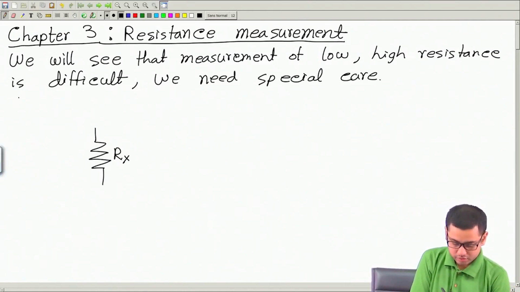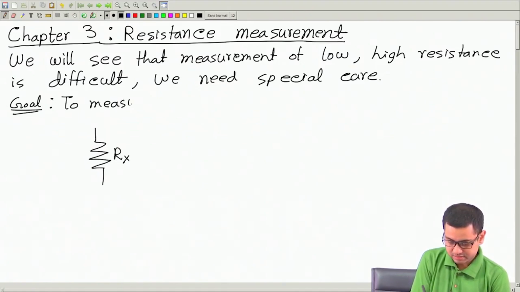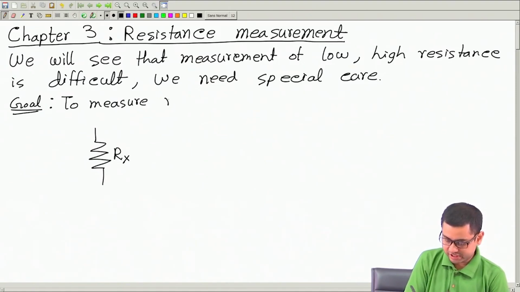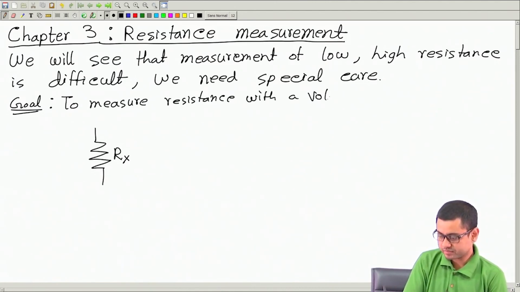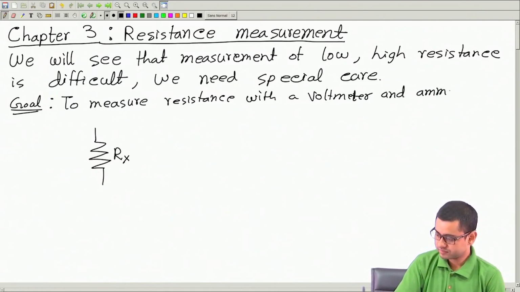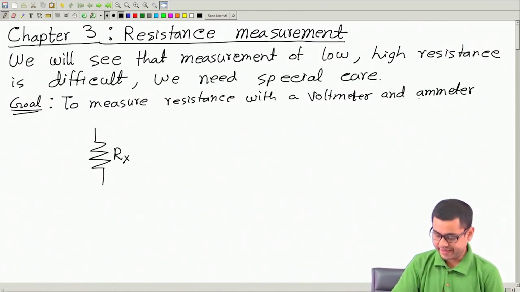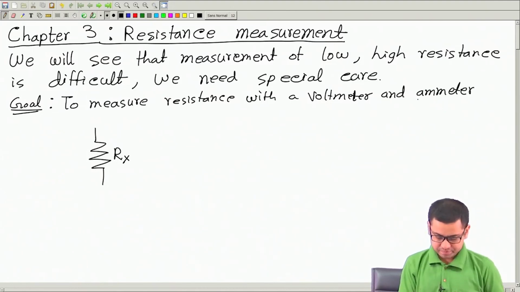So the goal is to measure resistance with a voltmeter and an ammeter. Now how do we do that? We need to apply Ohm's law.